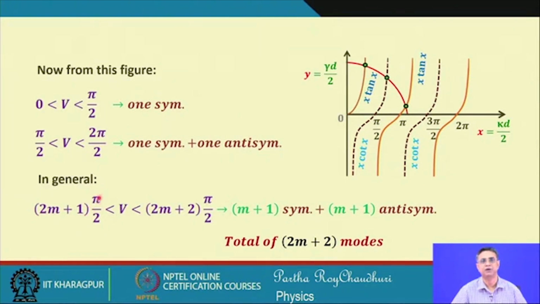In this way, if you proceed for the values of v which lie between twice m plus 1 pi by 2 and twice m plus 2 pi by 2, that is within a spread of pi by 2 between these two positions, then you will have m plus 1 symmetric modes and m plus 1 antisymmetric modes. So, simply by induction of these two initial facts, we can arrive at the conclusion that the total number of modes supported is equal to twice m plus 2, provided that the value of v lies between these. This is the total number of modes which will be supported.